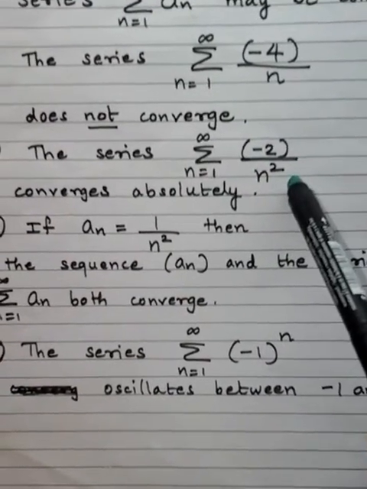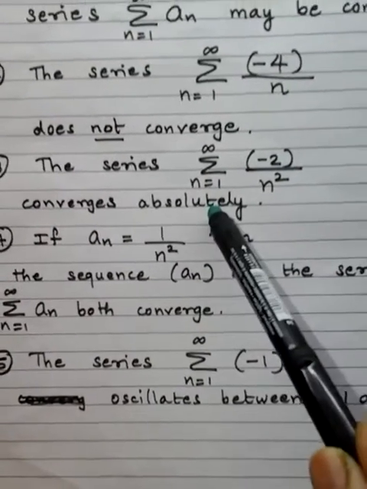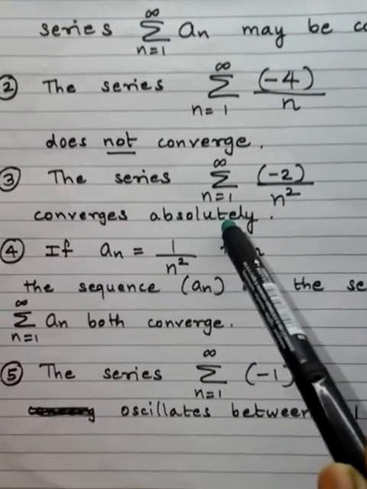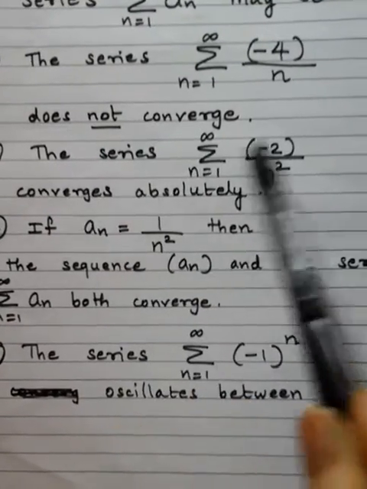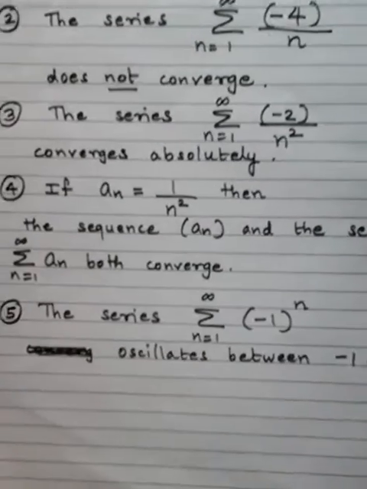Here it is a p series with p is equal to 2 and that is why it is absolutely convergent. And there is also a theorem saying if a series is absolutely convergent, then it is convergent. So both the statements are true. The series given by this is absolutely convergent, so it is convergent.